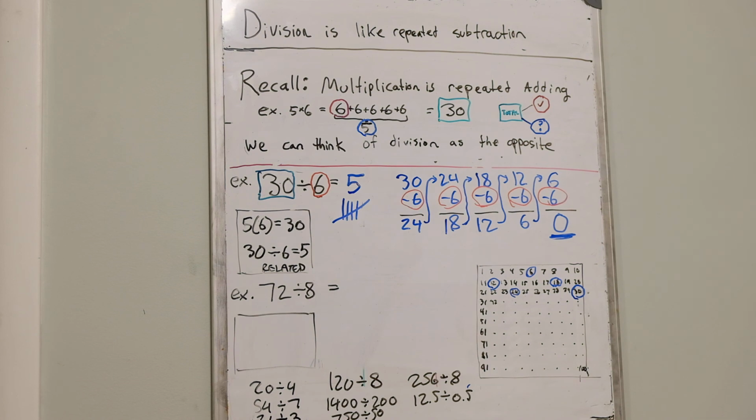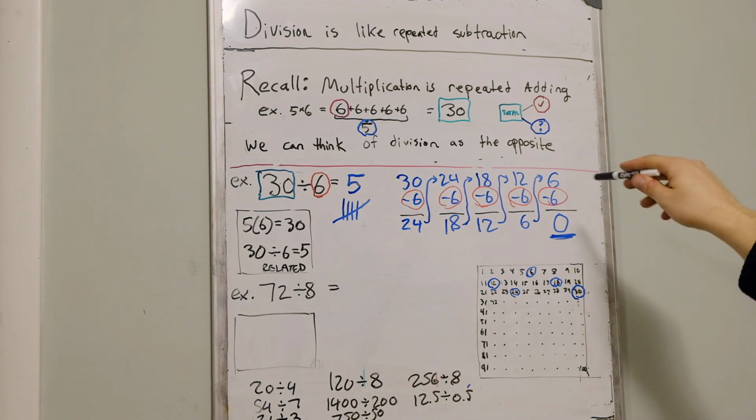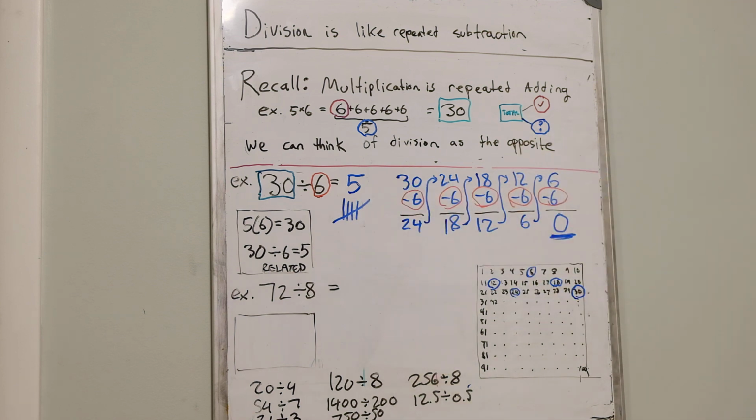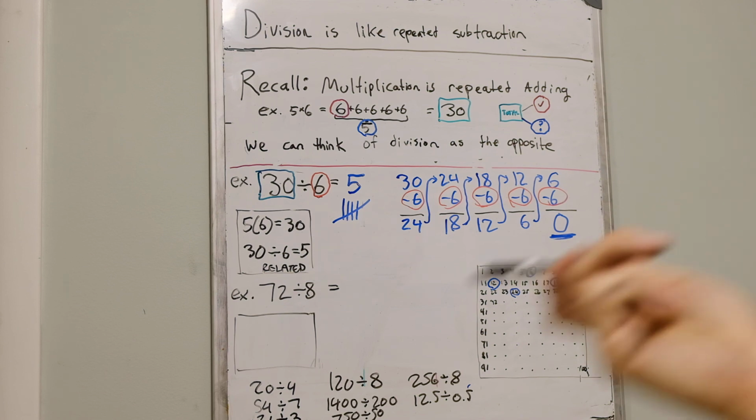Try doing division by repeated subtraction, because this idea, repeated subtraction, is going to come back for a lot of reasons. And these related facts will come back as well when we talk about fact families. So do a little bit of practice with this skill, and we'll see you in the next video.